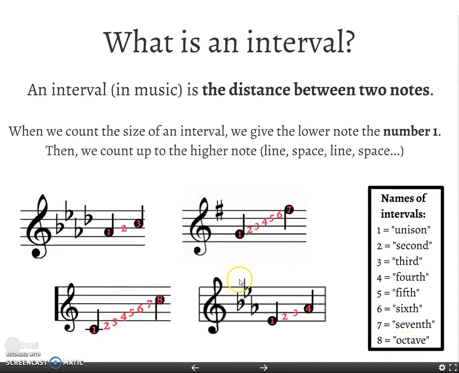So the only ones with funny names are the 1 and the 8. 1 is unison, not first. 8 is octave, not eighth.